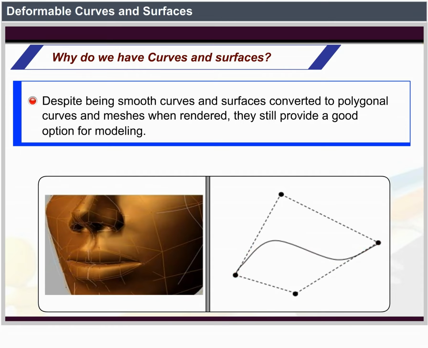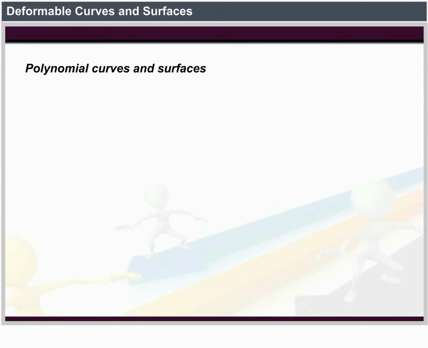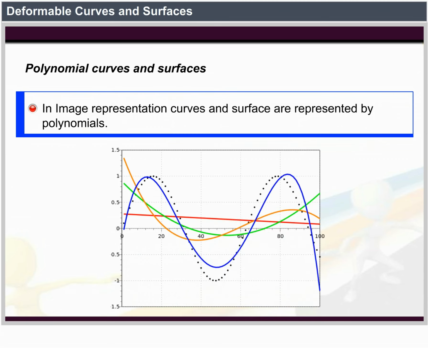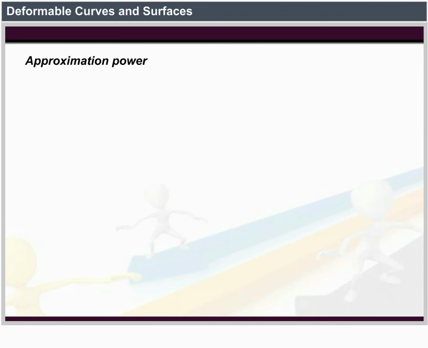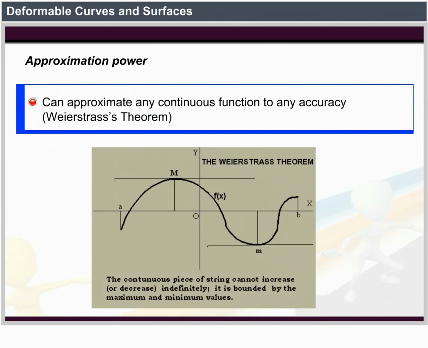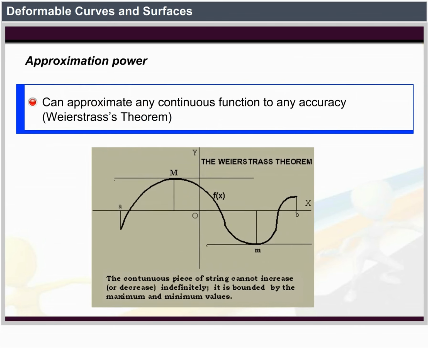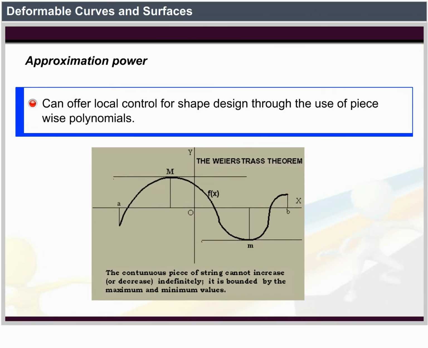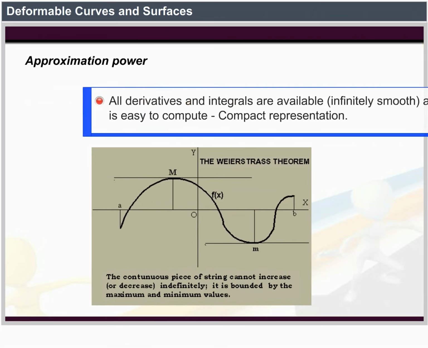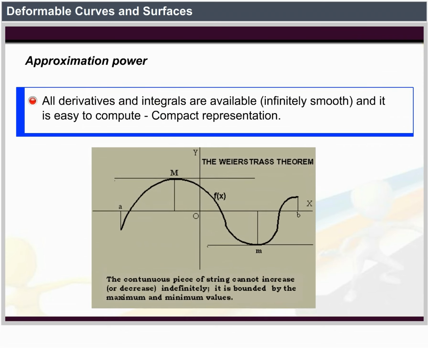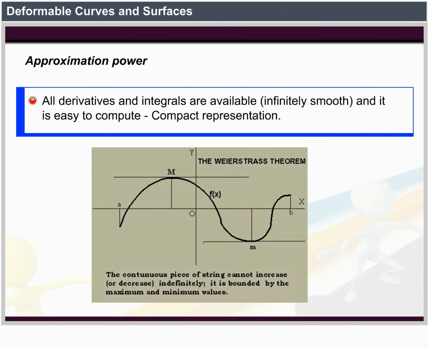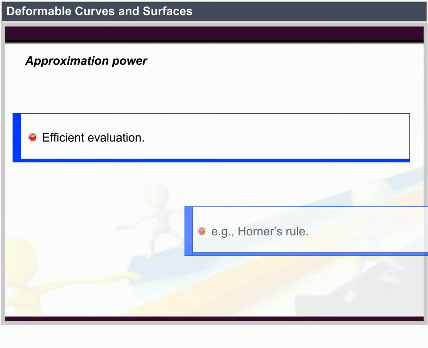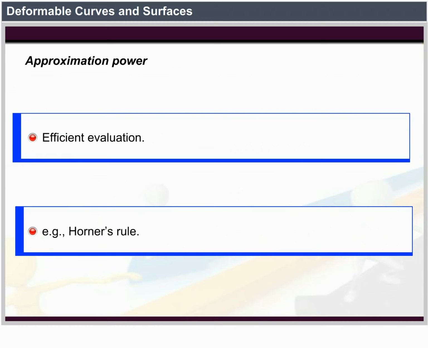Polynomial curves and surfaces. In image representation, curves and surfaces are represented by polynomials. Approximation power. Can approximate any continuous function to any accuracy. Weierstrass's theorem. Can offer local control for shape design through the use of piecewise polynomials. All derivatives and integrals are available, infinitely smooth, and easy to compute. Compact representation. Efficient evaluation. For example, Horner's rule.